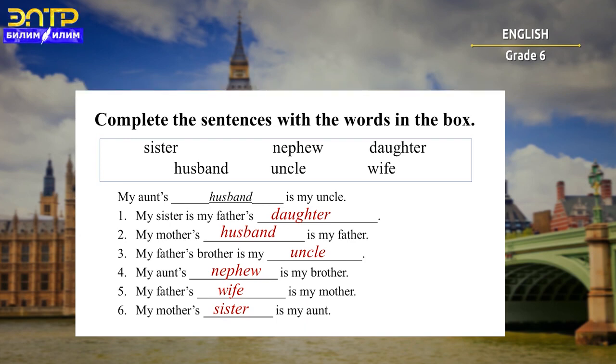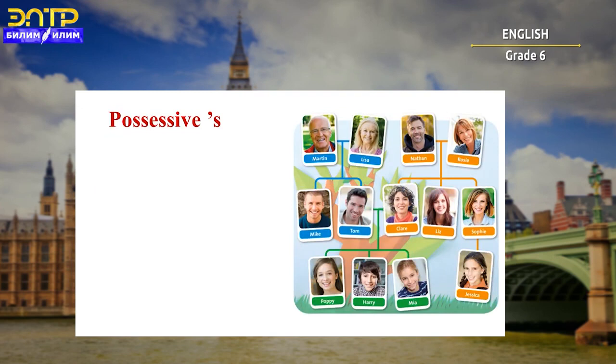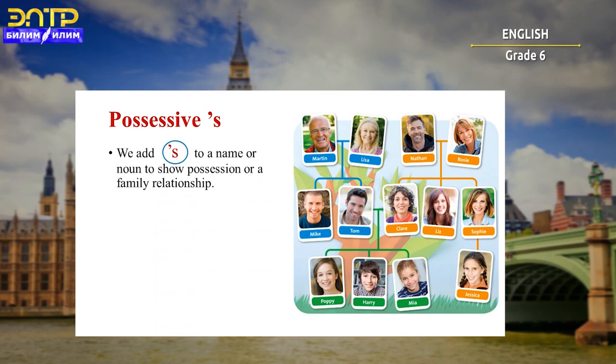Have you finished checking? Okay, let's continue. Today we are going to talk about possessive s. So we add apostrophe s to a name or noun to show possession or a family relationship. For example, my cousin's husband, or Mia's mother is Claire. Look at this picture, please. We have here Mia and her mother is Claire. So you write, Mia's mother is Claire.